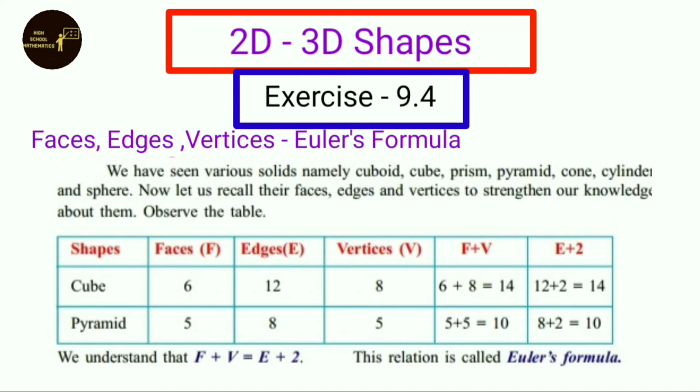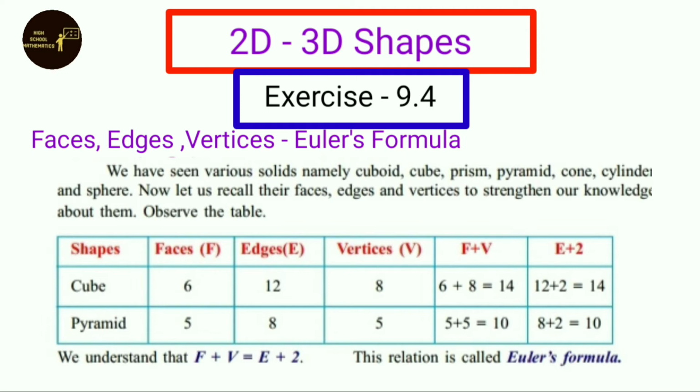See Euler's formula. We have seen various solids, namely cuboid, cube, prism, pyramid, cone, cylinder and sphere. Now let us recall their faces, edges and vertices. To strengthen our knowledge about them, observe the table. Cube has 6 faces, 12 edges and 8 vertices. Faces plus vertices, that is 6 plus 8, equals 14. Edges plus 2, that is 12 plus 2, equals 14. This relation is called Euler's formula.